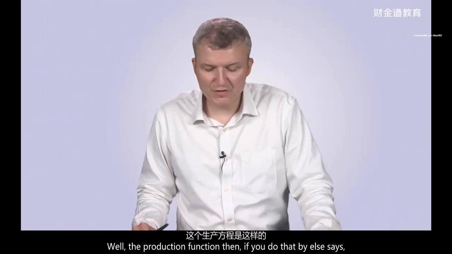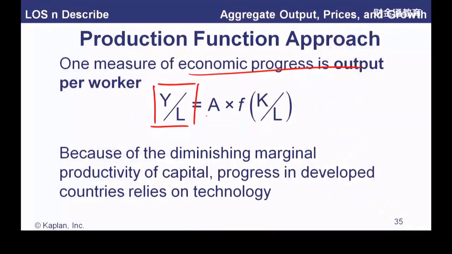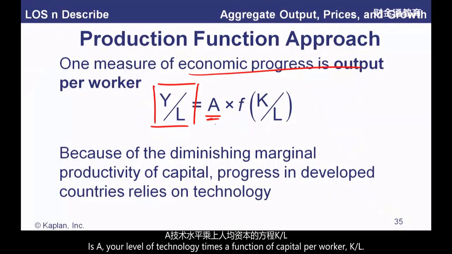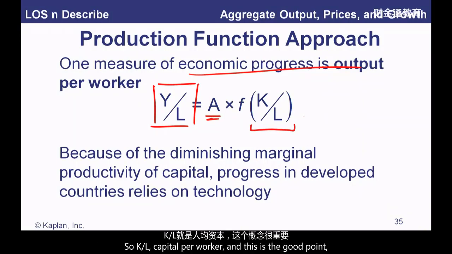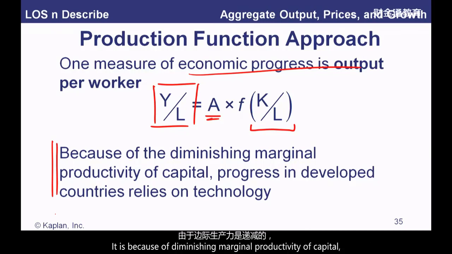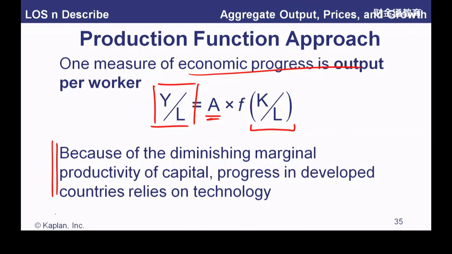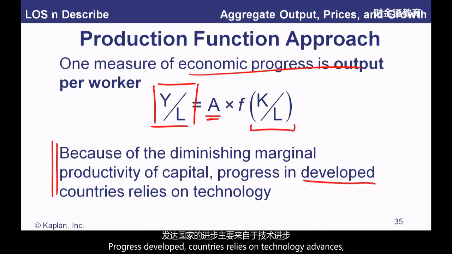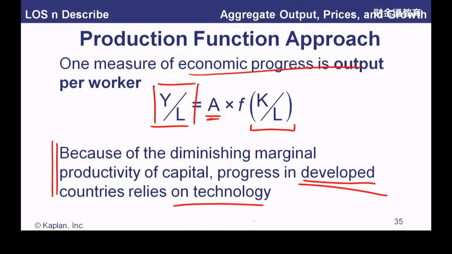Well, the production function then, if you divide by L, says it's A, your level of technology, times a function of capital per worker, K over L. So K over L, capital per worker. And this is a good point. Old friend, diminishing marginal returns, this time diminishing marginal productivity. It says because of diminishing marginal productivity of capital, progress in developed countries relies really on technological advances.